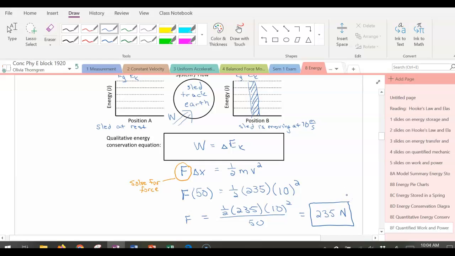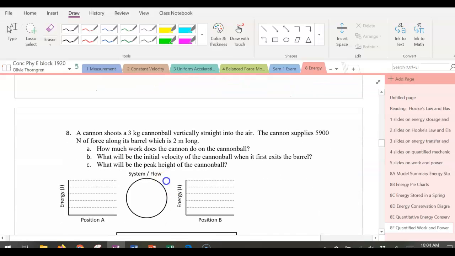By the way this problem worked out, it was pure coincidence that the amount of the force equals the amount of the mass of the sled. That's just the way those numbers worked out. There's no pattern there that you need to make note of. Okay, let's go ahead and look at another one.